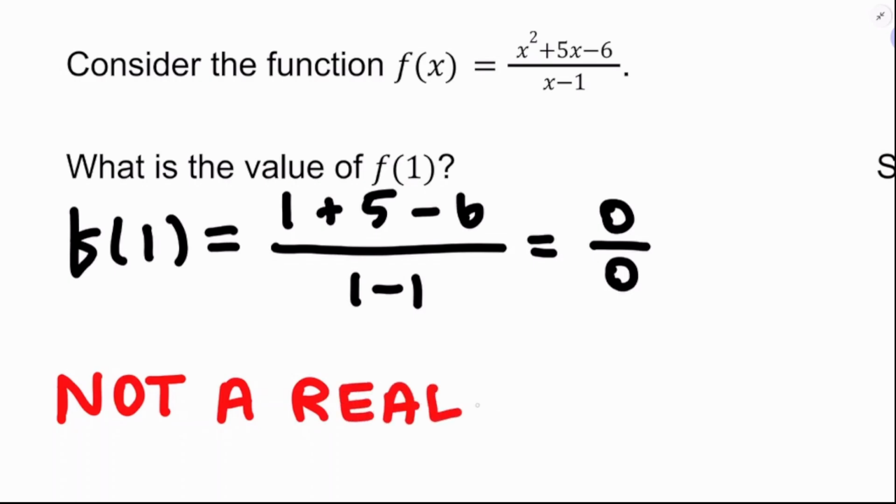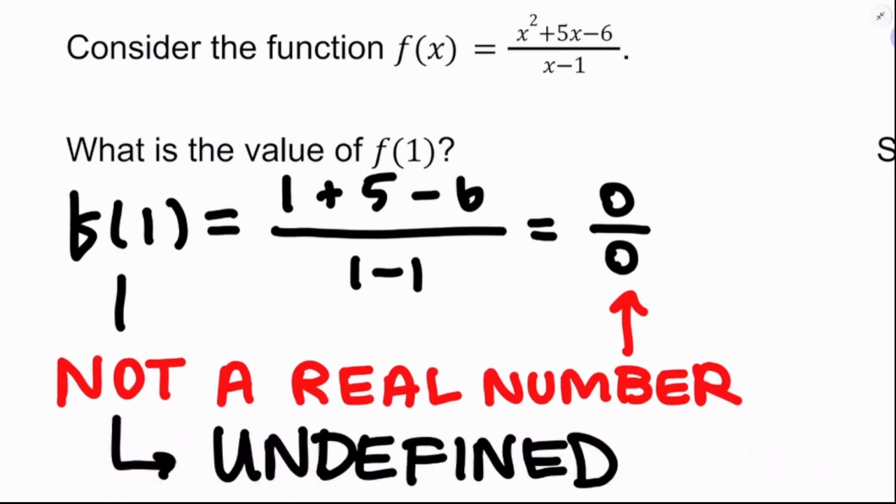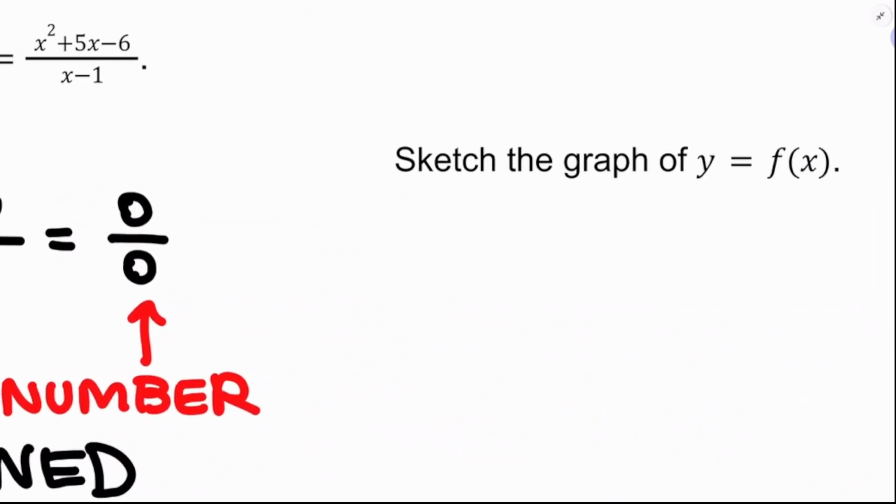I already mentioned it once, and I will be mentioning it repeatedly. This is not a real number. It's not equal to 0, it's not equal to 1. So we would say that f of 1 is undefined. And you could also write DNE, that would be just fine. Okay, and then sketch the graph of y equals f of x.